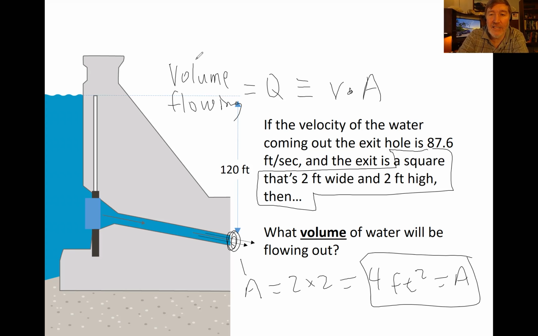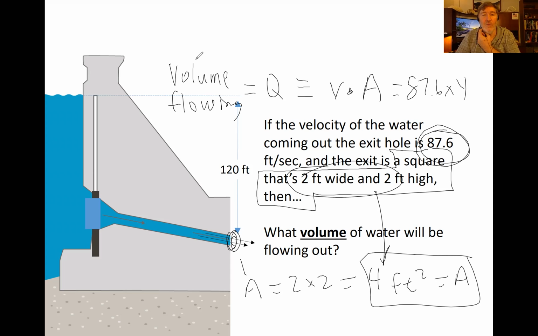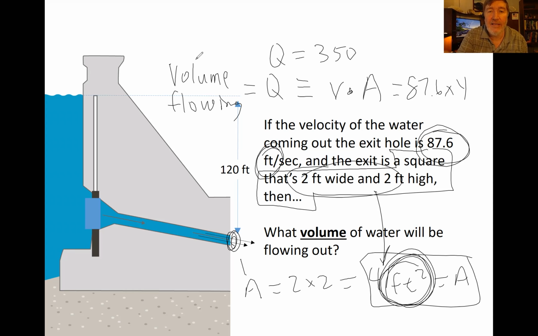So we already know what the velocity is. The velocity is 87.6. And if the opening, a square hole, is 2 feet wide and 2 feet tall, that means the area is 4. So all we have to do then is 87.6 times 4, and that will tell us what the volume of the water is that's coming out. And so let's see what that is. So 87.6 times 4. So that means that the volumetric flow rate, which is going to be Q, is going to be 350. And then what are the units going to be? Well, if area is measured in square feet and velocity is measured in feet per second, then the flow rate is going to be 350 cubic feet per second.